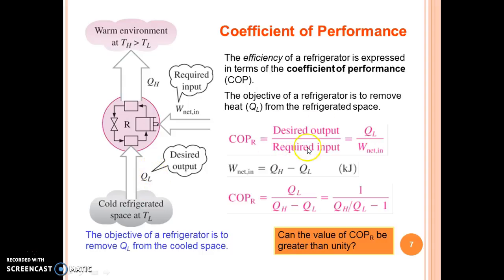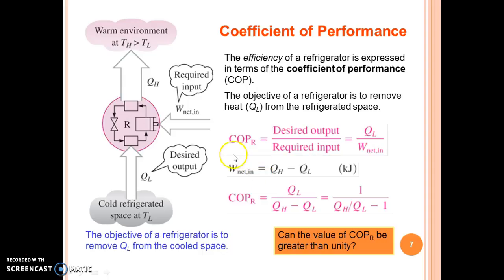Now, what is the required input? Required input is the work, because a refrigerator will work only if an external work is done or an external power source is there. Right? So, desired output is actually QL, heat absorbed from the sink, and required input is actually the W net.